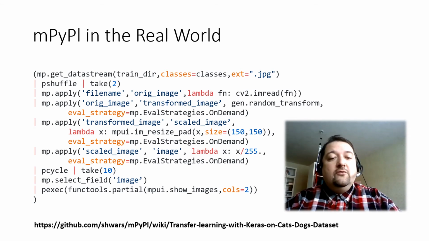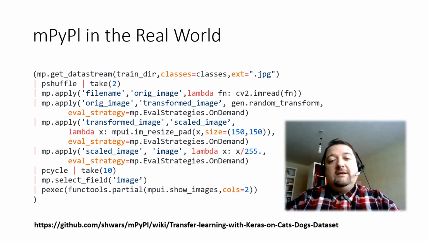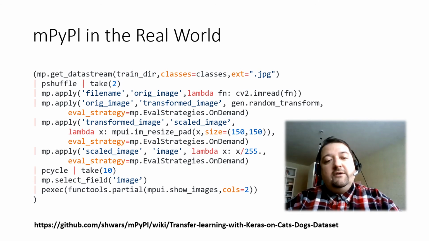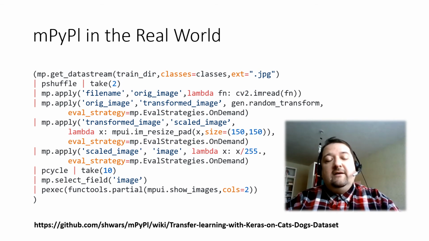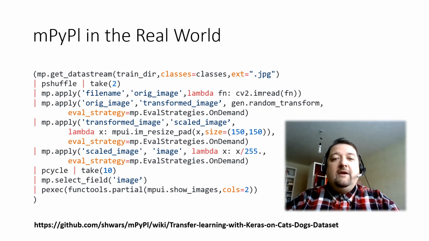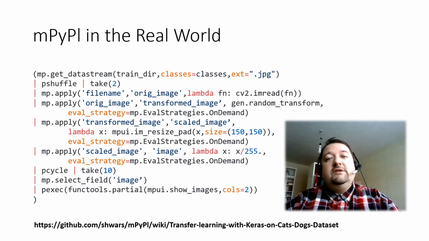So this is quite a clear way to write it, because without mPyPl you would have to use a lot of auxiliary variables, and the code would become messier. More details and more demonstrations are provided at the end of this video. Feel free to have a look.